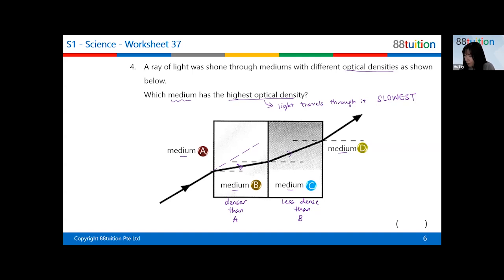So afterwards, you see that now the light continues to travel through the medium, hits the boundary, and is going to enter medium D. It is again bending more away from the normal. Can you see that? The normal is the perpendicular line. So again, I can say this medium D is less dense than C. So which is the one that is the most dense? The most dense will be B. Can you all see that?